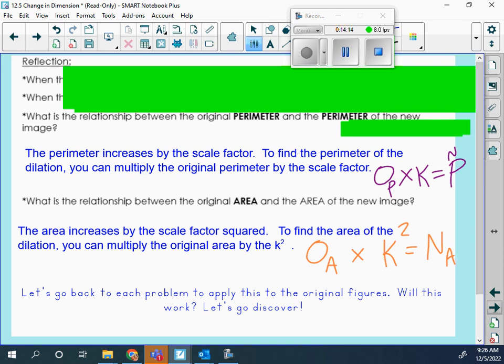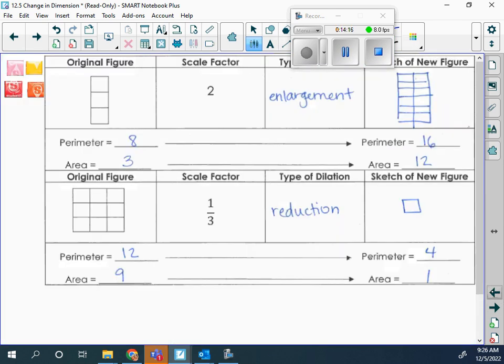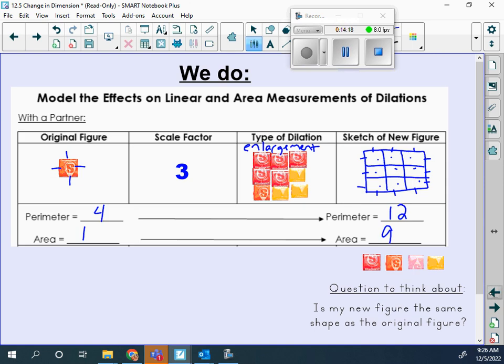Okay, let's go back to the first page. All right. And now let's see if this is true. So perimeter 4 times the scale factor. So 4 times 3. Does that equal 12? Yes.